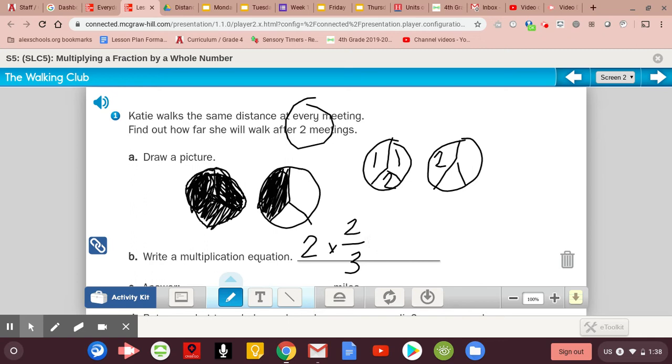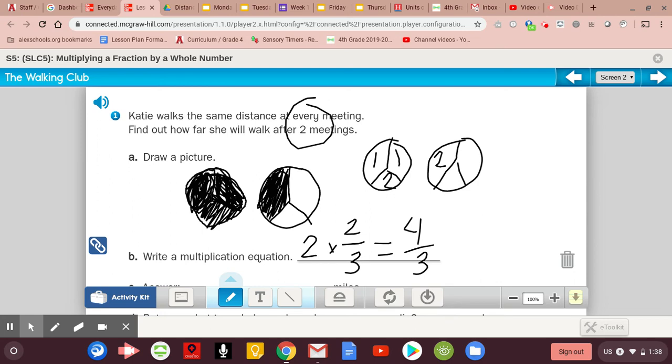So I am going to take 2 times 2 because, like I said in class, remember you only multiply by that top number, right? 2 times 2 I know is 4, and then I keep that bottom number the same. The denominator stays the same. The numerator is what changes.